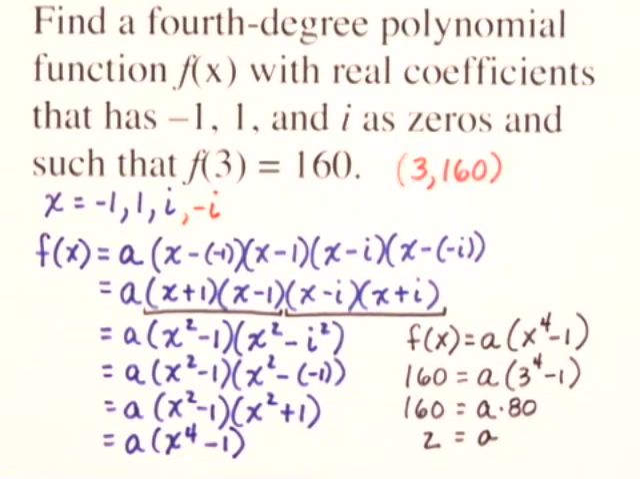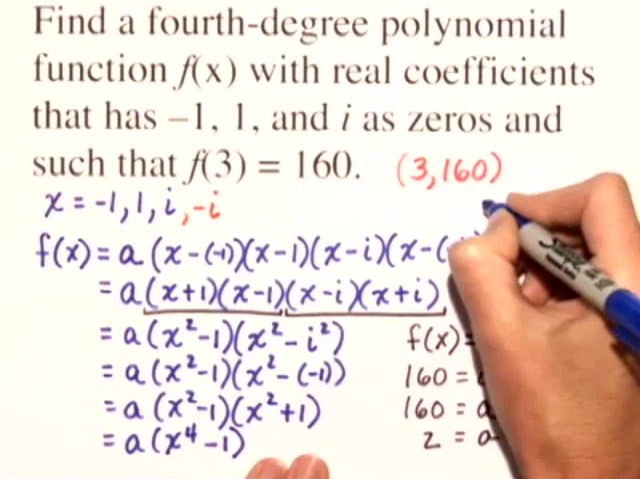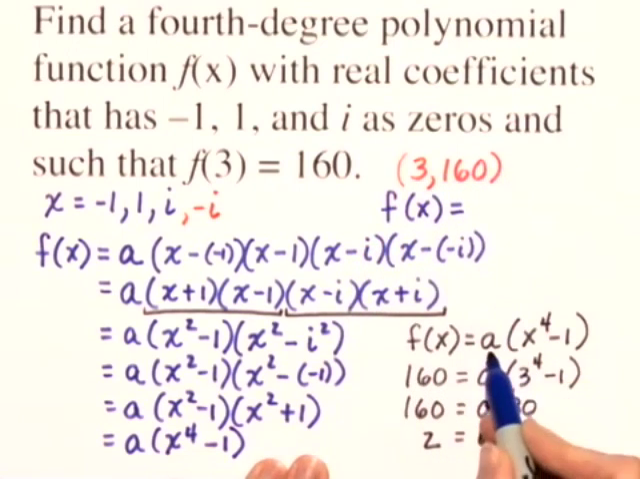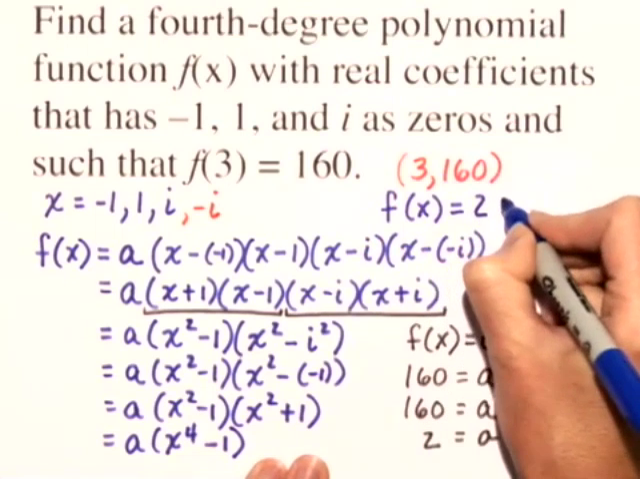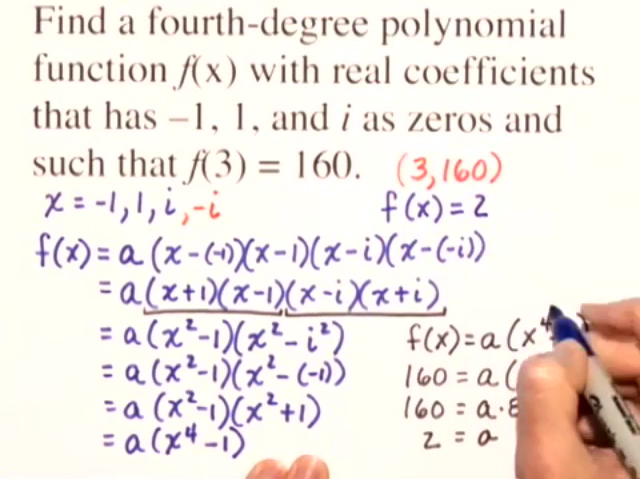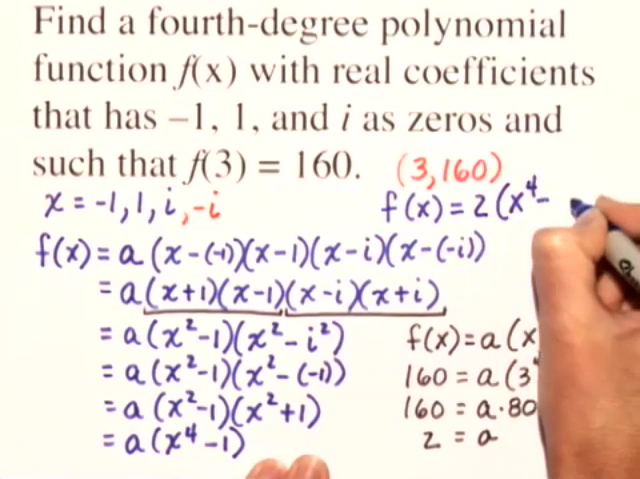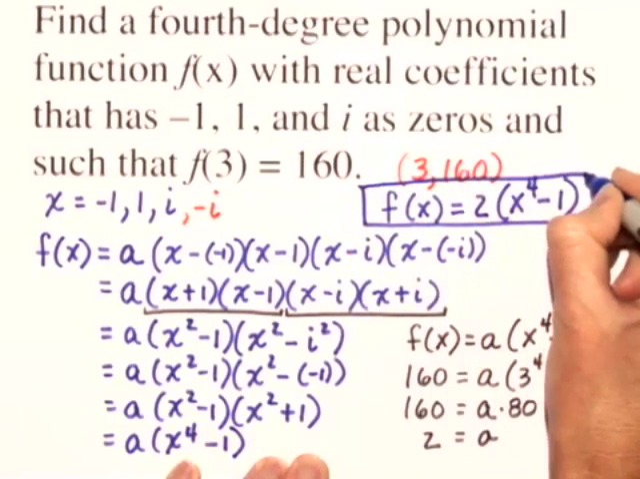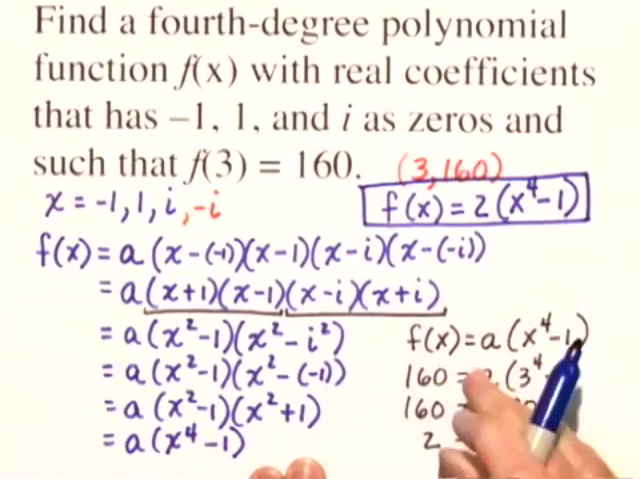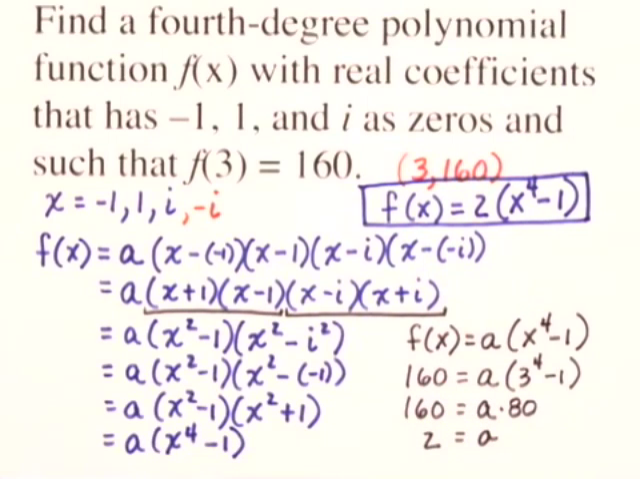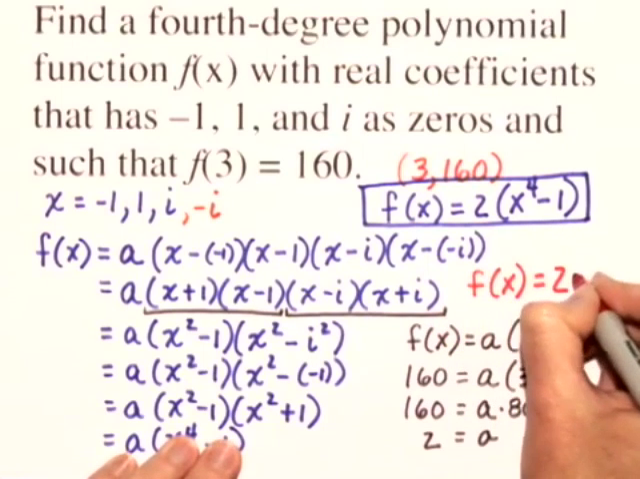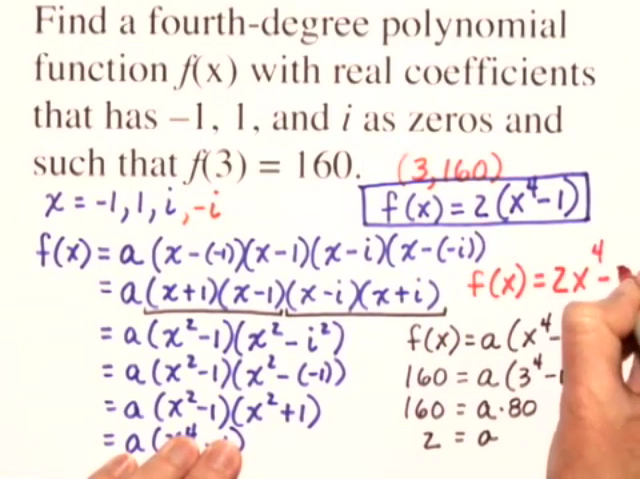Now I'm ready to state my final answer to my problem. I'm looking for the polynomial function. So the function is, I'll write it up here in blue, f of x is equal to a, which we just found out is 2, times the quantity x to the fourth minus 1. And if I'd like to, I could go ahead and distribute the 2 through, and I'll write this one more time in red. I could write that final answer as f of x equals 2x to the 4th power minus 2.